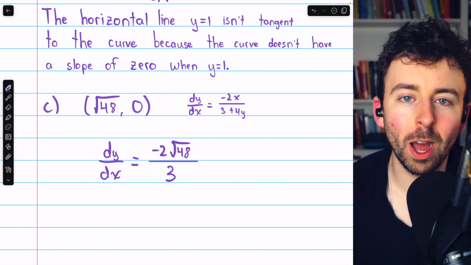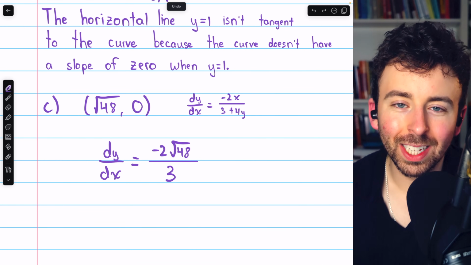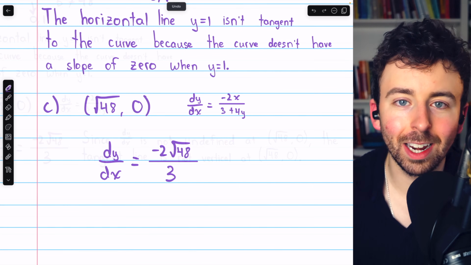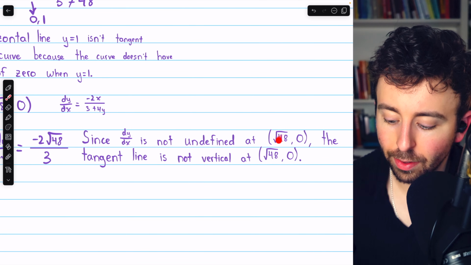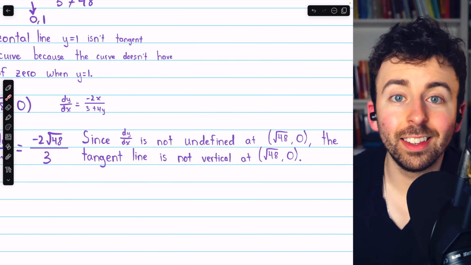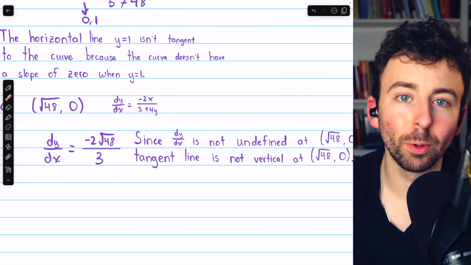And this is not infinite. This is defined, it's just some finite number. So the tangent line is not vertical because the slope is just a finite number. And thus we could say, since dy/dx is not undefined at this point, the tangent line is not vertical at that point. The tangent line, in fact, has a slope of this, whatever that number equals.